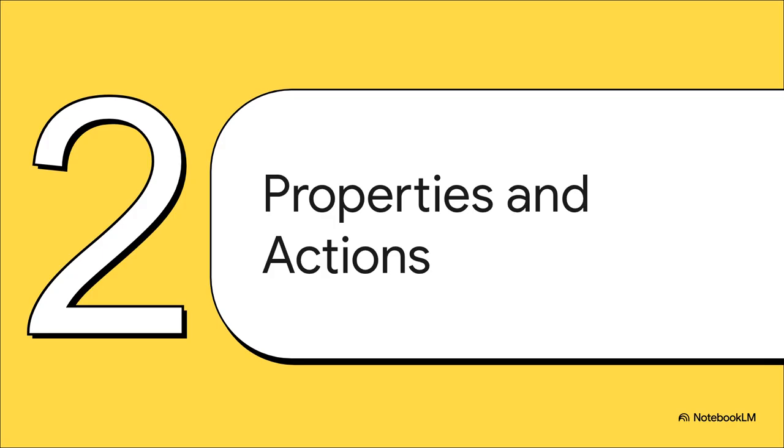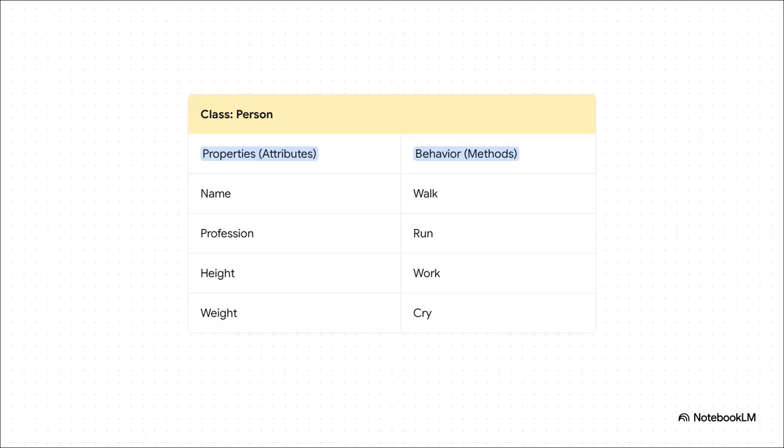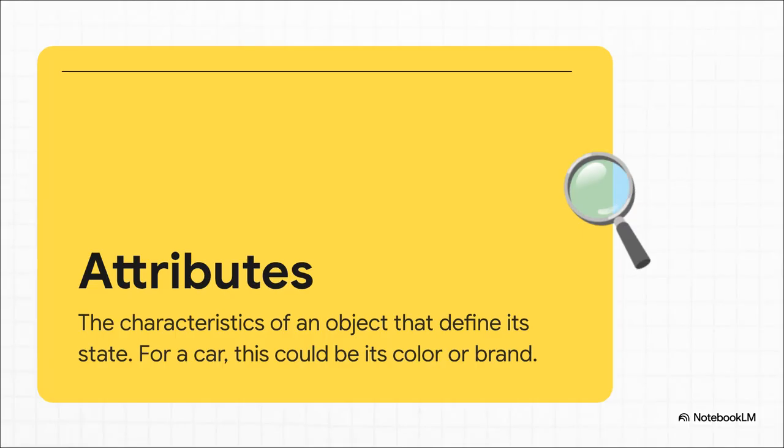Okay, so what exactly do we put inside one of these class blueprints? Well, it really boils down to two simple things: what an object is and what an object does. Let's take a person class as an example. The blueprint would need to define its properties, things like name, profession, height, weight. In code, we call these attributes. And then it would also define its behavior, the actions it can take, like walking, running, or working. We call those methods.